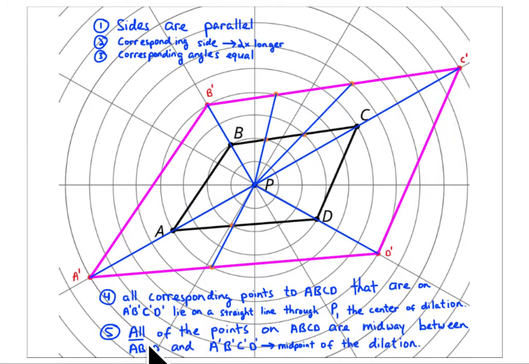Midpoints of dilation. This is not stated quite right. All of the points on A, B, C, D are midway between point P and A prime, B prime, C prime, D prime. So this should be point P, not A, B, C, D. So this quadrilateral is midway between the center of dilation and the larger, the dilated figure.